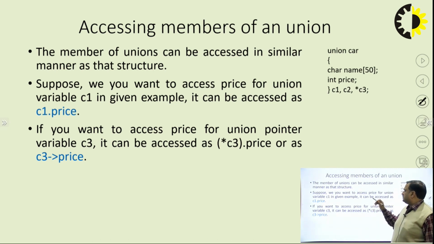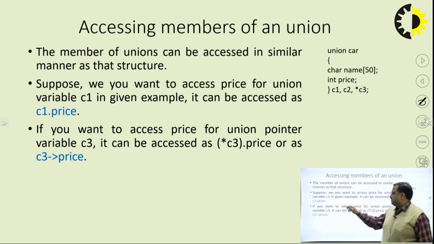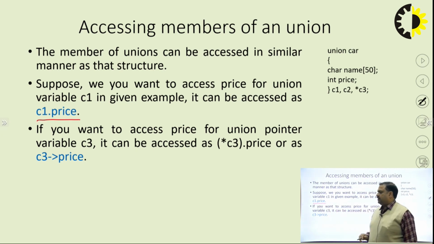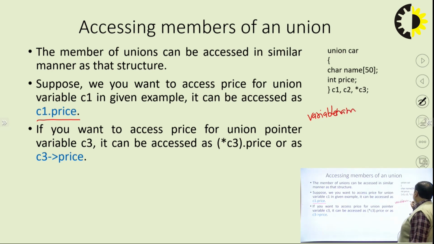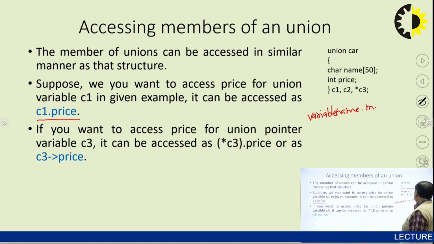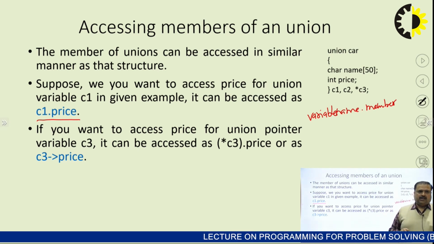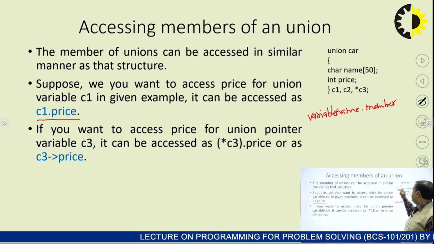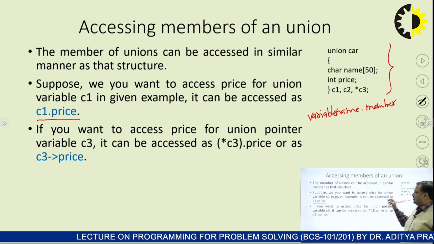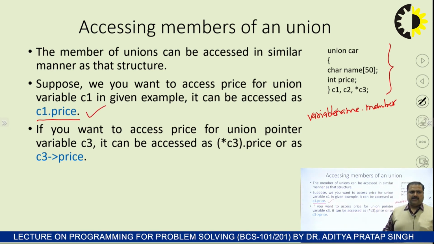The union members can be accessed in the same manner as we were doing in structure, with the help of a dot operator. So what is the usage? Variable name dot member name. This dot operator is used to access the member of union, like in this example, where we have c1 dot price.